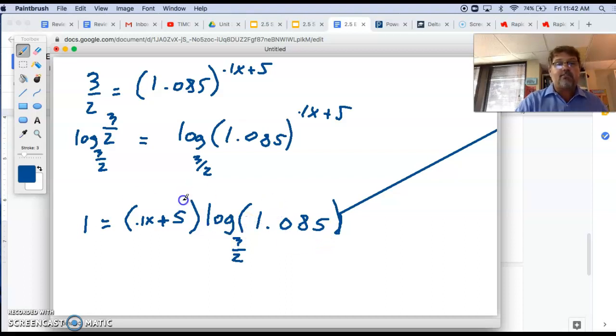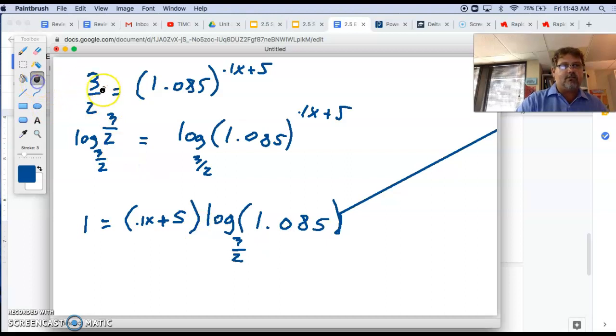Now, you might want to distribute this. This is just a number, by the way. You can put this in the calculator anytime you want to, and distribute to both of those terms. That's fine too. But I'm choosing just to divide this out of my way for right now, okay? So I'm going to divide both sides by this log base 3/2 of 1.085.